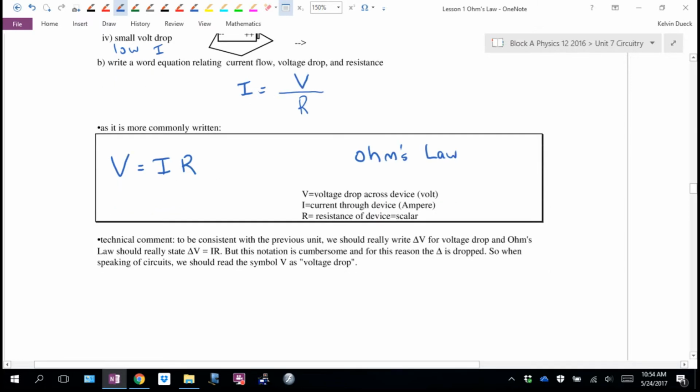By the way, technically, to be consistent with the previous unit, I really should write delta V for voltage change or voltage drop, and Ohm's law should really be delta V equals I times R, but as you may have noticed before, this notation is cumbersome, much like time is always a delta, and so the delta is dropped. So when you see the V, you should think it's a change in voltage or a voltage drop when we're talking about circuits.